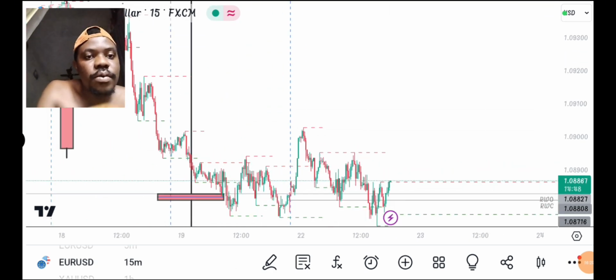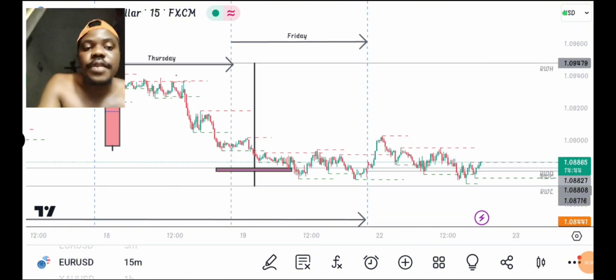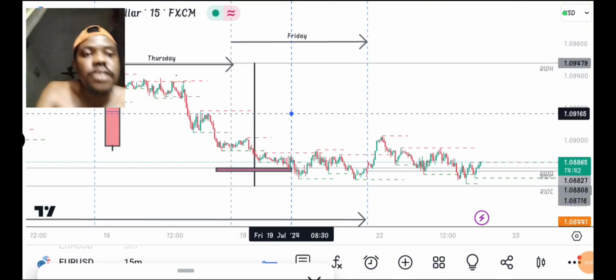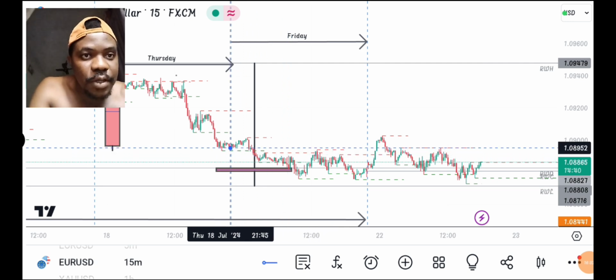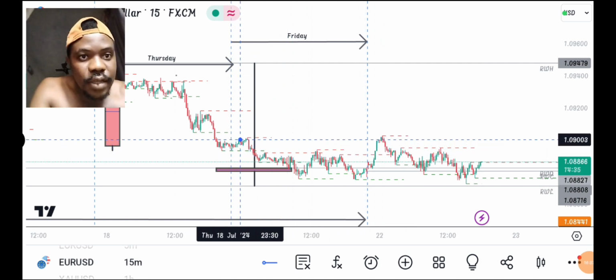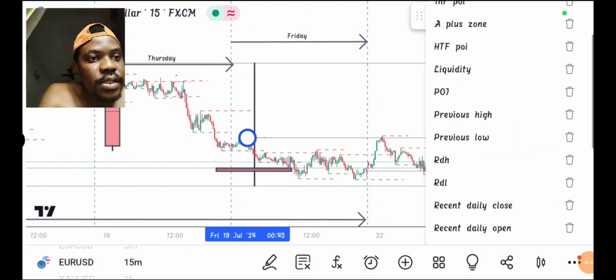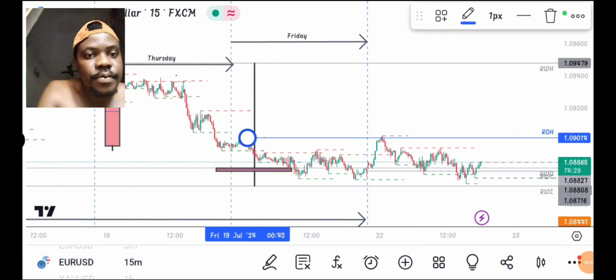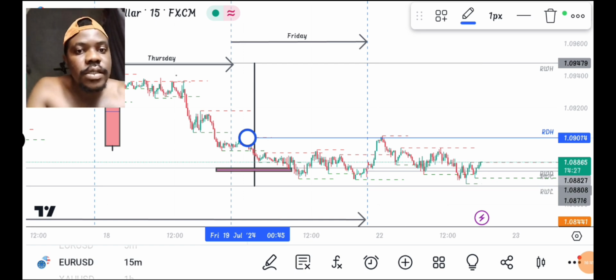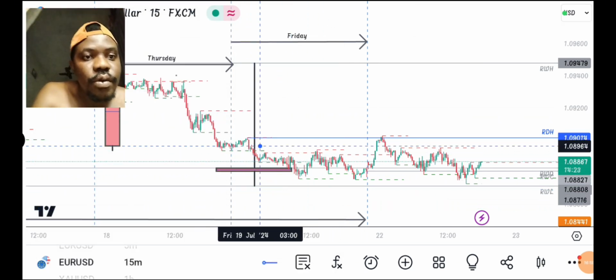So now look at this. This is Friday, right? So it's the same thing, guys. Where is the highest point where price traded on Friday inside of this Friday trading range? This is the highest point here. So I'm gonna name that recent daily high, and then I'm also gonna name the lowest point where price got to from here to here.